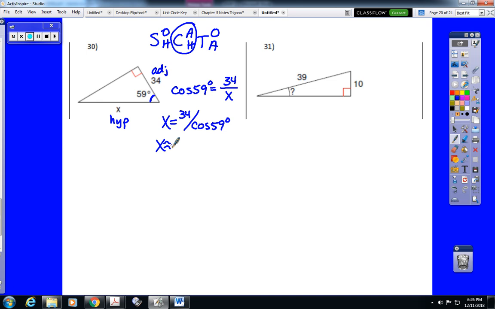Feed the calculator. 34 divided by the cosine of 59 degrees. That would be 66.01 units.